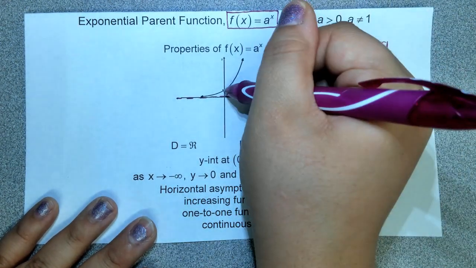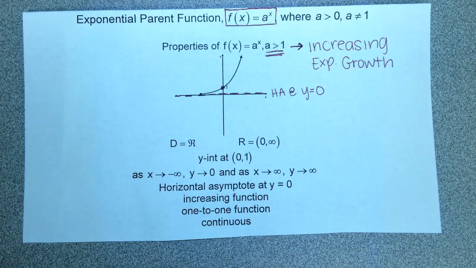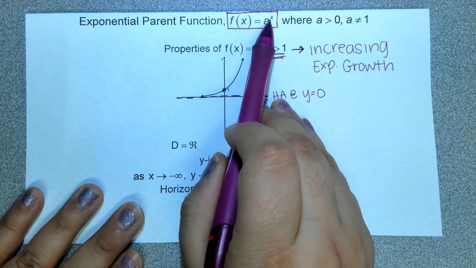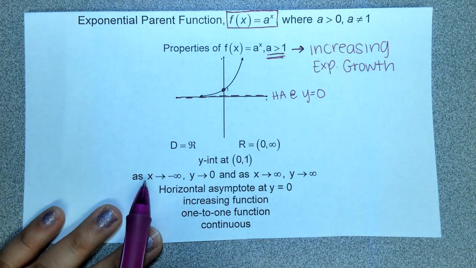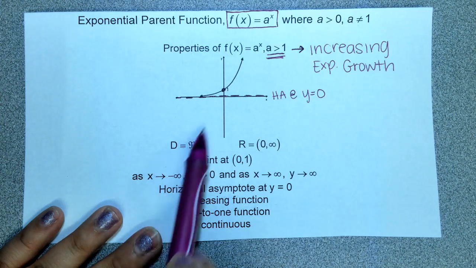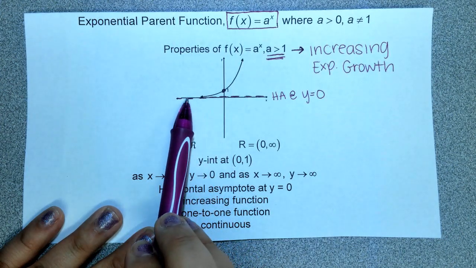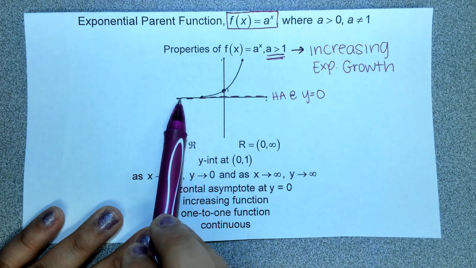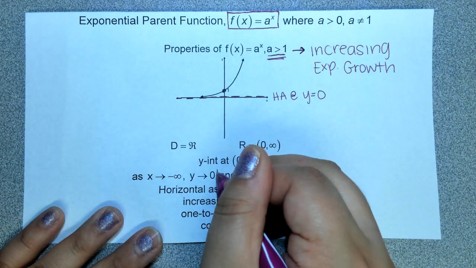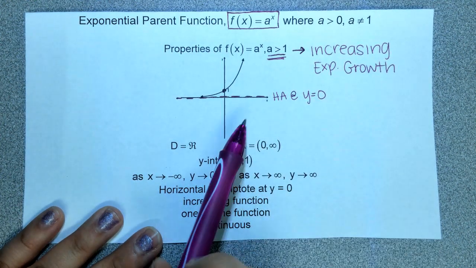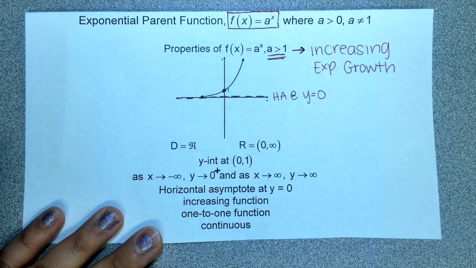Why is the y-intercept at 0, 1? My y-intercept will always be at 0, 1 if there's no shift. Why? Anything to the power of 0 is always 1. All right? Your limit, your end behavior, as x goes to the left, negative infinity, what's happening to my y value? It's getting closer and closer to 0. And put a little positive sign right there. It's getting closer to 0 from the top, from the positive numbers.